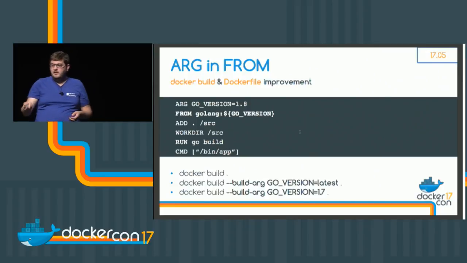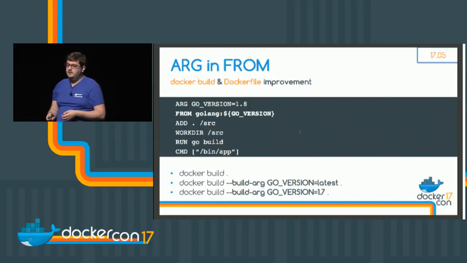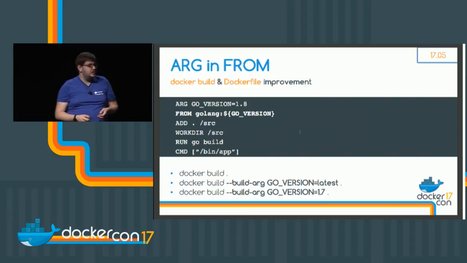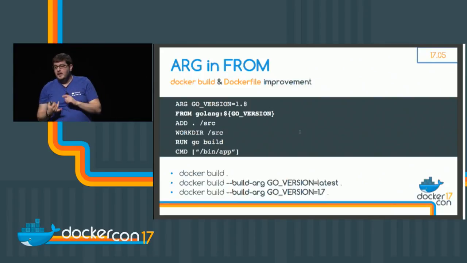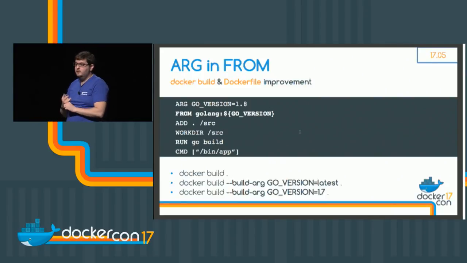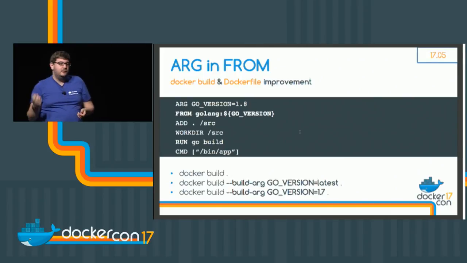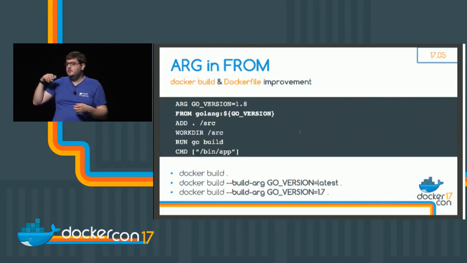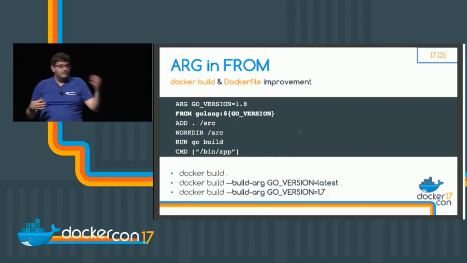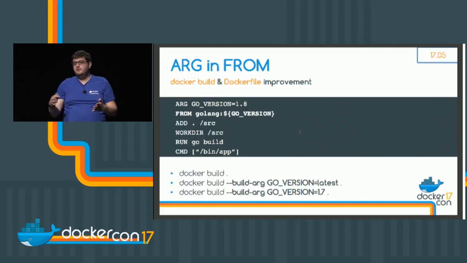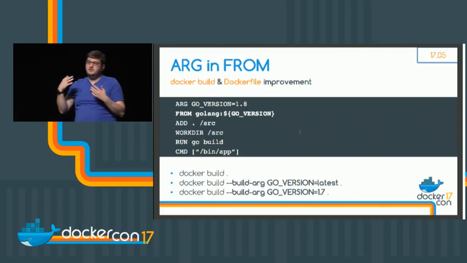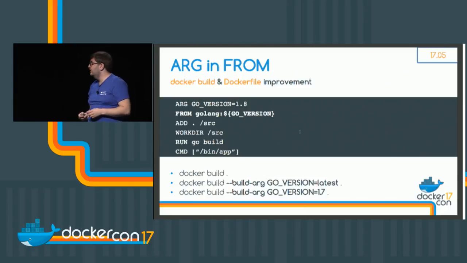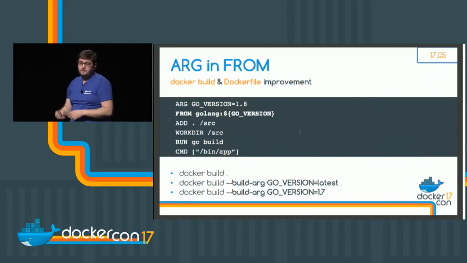But I can specify a build argument with the --build-arg as shown at the bottom. Basically, I can change the Go version I want to use by changing the tag of my image. So again, we saw some projects that had multiple Dockerfiles for multiple versions of Go, or basically any language. Now you don't have to have multiple Dockerfiles. You can just change the version using a build argument.